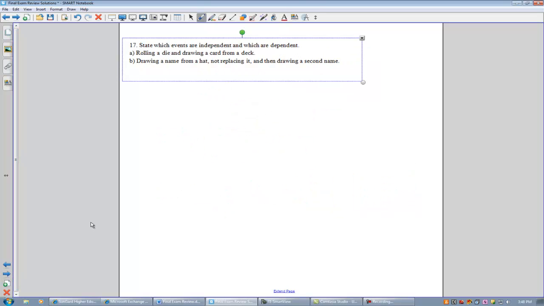Let's look at number 17. Okay, so state which events are independent and which are dependent. All right, so remember, independent events, the idea is the outcome of one event won't affect the probability of the other event occurring. So like rolling a die and drawing a card from a deck. I would say that those are independent events. Right, why? Well, if I draw, let's say, a 5 from a deck of cards, it's not going to change the probability of me rolling a 3 on a die, or vice versa.